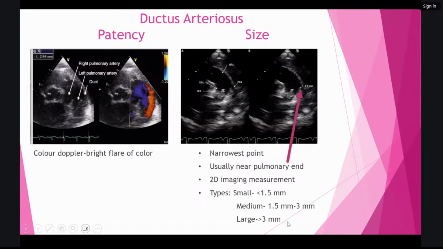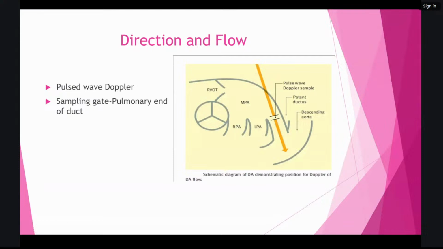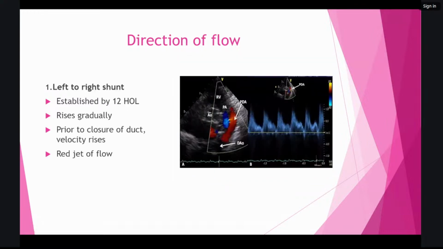The direction of flow is seen by the pulse wave Doppler, and the sampling gate is the pulmonary end of duct. So there are three directions.